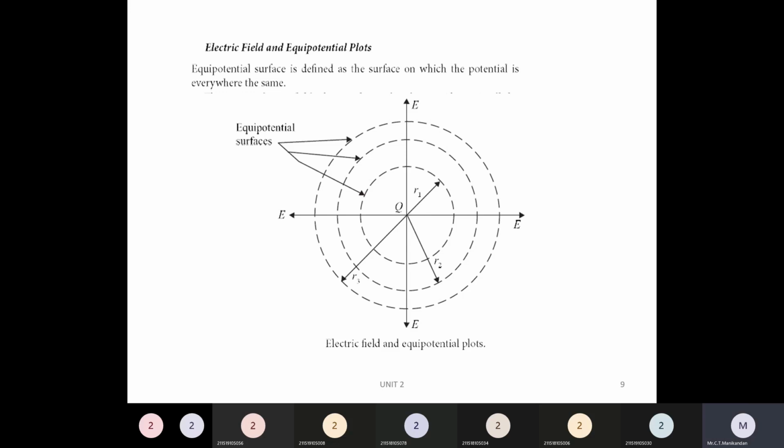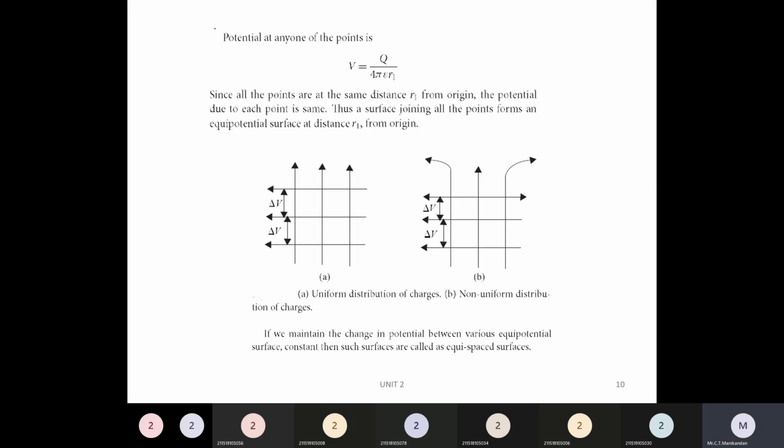Here in the diagrammatic view, I have shown equipotential surfaces R1, R2, and R3 for three different cases. Since the points at the distance R1 from the origin have the same potential, we say that surface is called an equipotential surface. Now another concept: the equispaced surface.